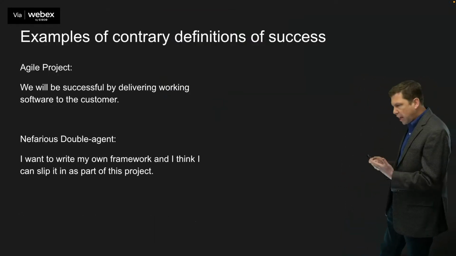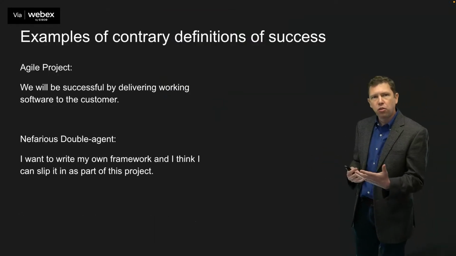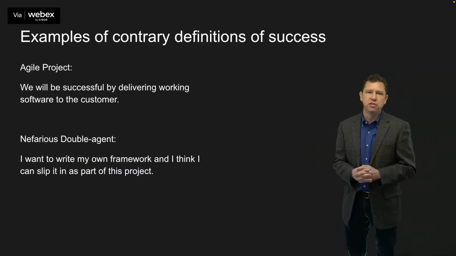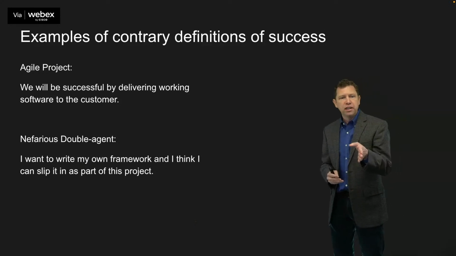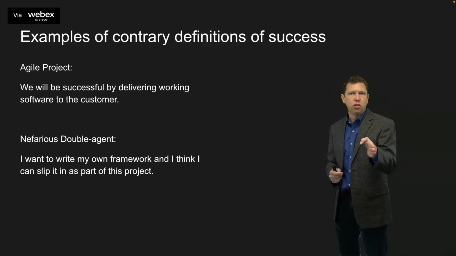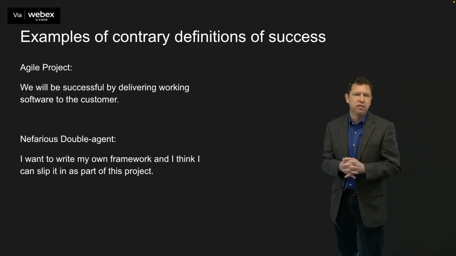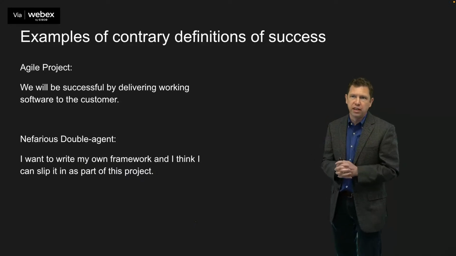So what would that look like on a team? If somebody's trying to undermine the goals on your team, what might that look like? Well, here are some examples of contrary definitions of success. You have an Agile project that's saying we will be successful by delivering working software to the customer, right? That's a key piece of the Agile definition of success. It should be a key goal for an Agile team.